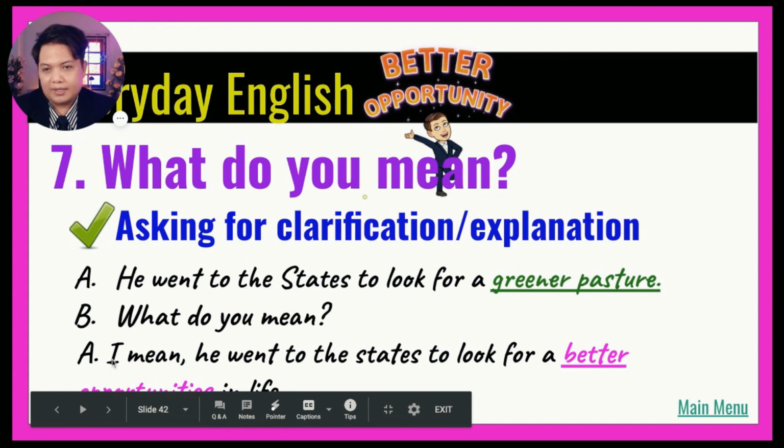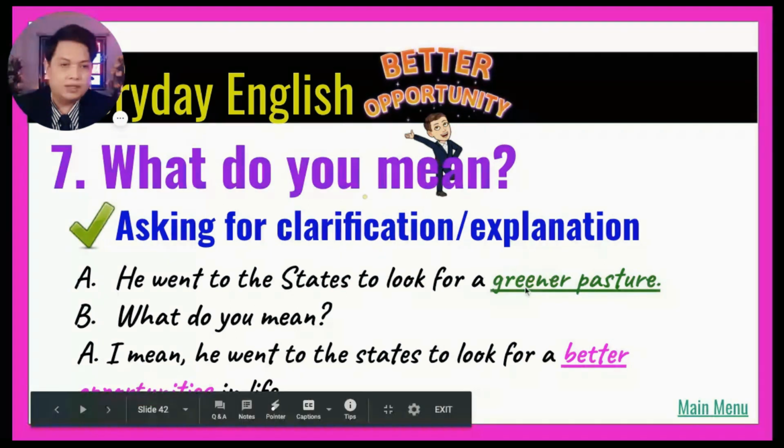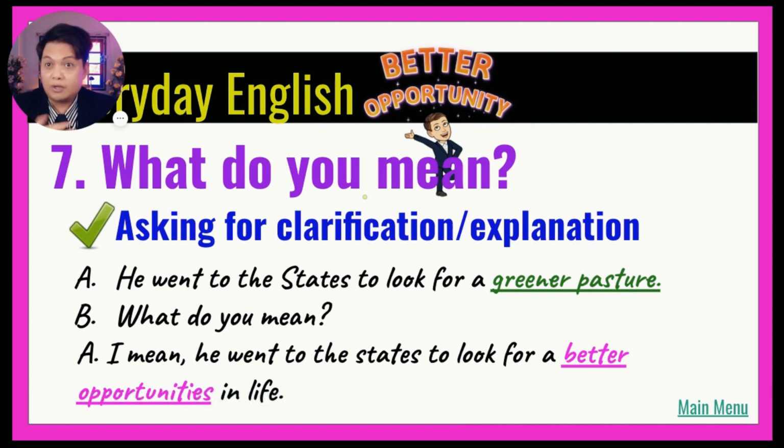Asked letter B. Letter A would say, I mean, he went to the States to look for better situations or better opportunities in life. All right, so greener pasture doesn't mean it's like pasture and it's greener than another pasture. It doesn't mean like that. It means it's better opportunities. Okay, so it's best to ask when you're not sure what someone is trying to convey to you.